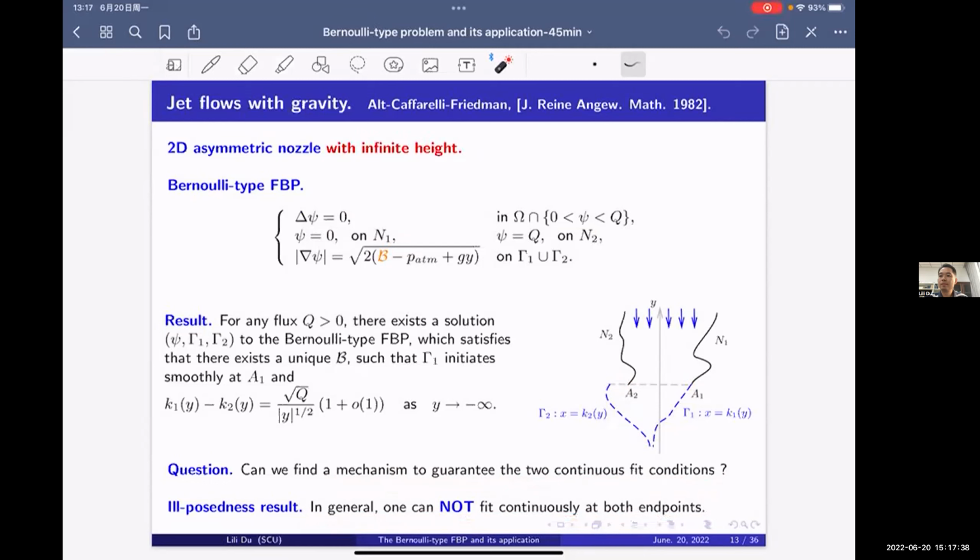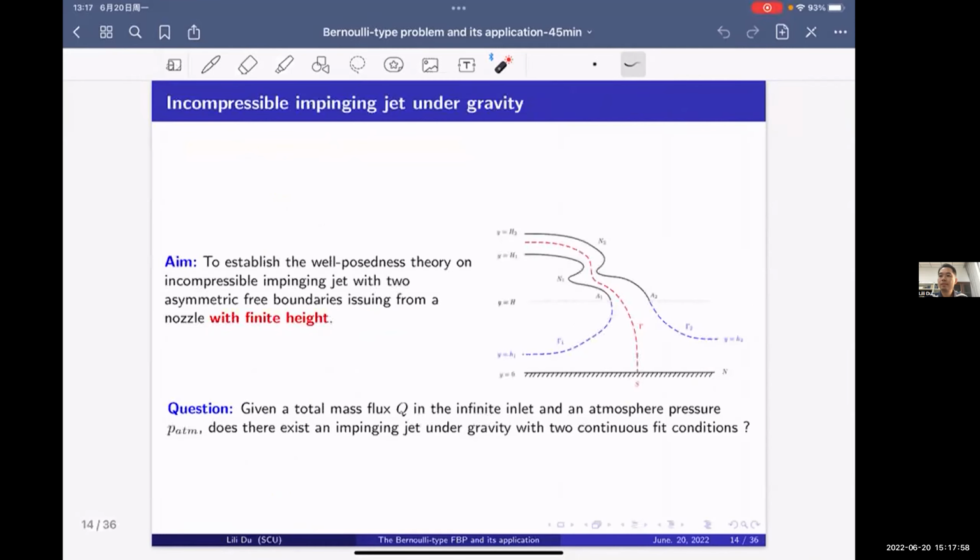In other words, they give an ill-posedness result for the non-symmetrical jet. So can we establish a well-posedness result for the non-symmetric jets with gravity with two continuous fit conditions? One of the motivations is to modify the jet problem with gravity by Alt, Caffarelli, and Friedman, and establish a well-posedness result for the non-symmetric jet problem with finite height.